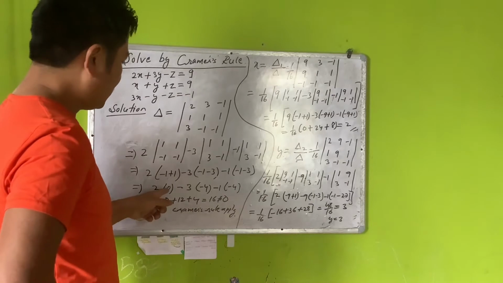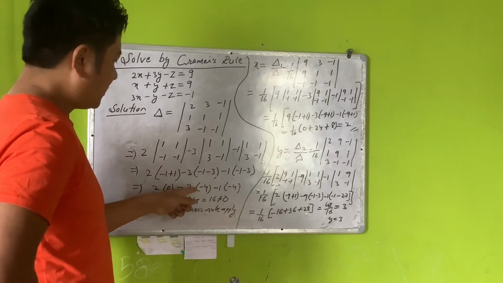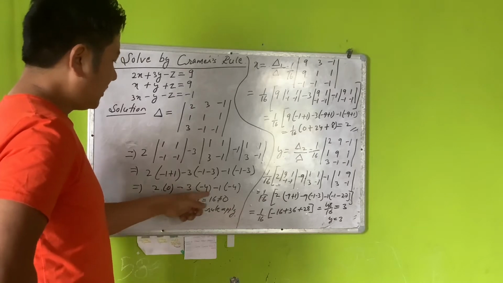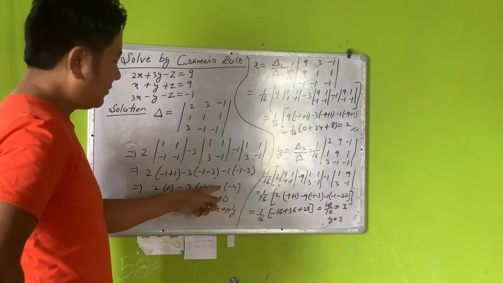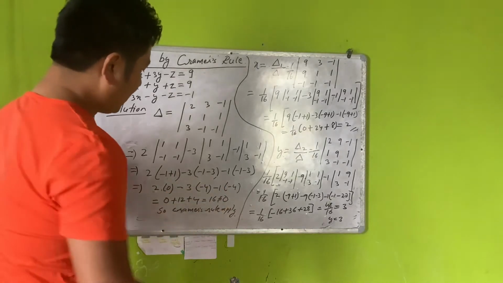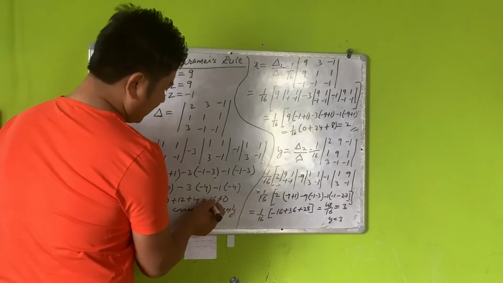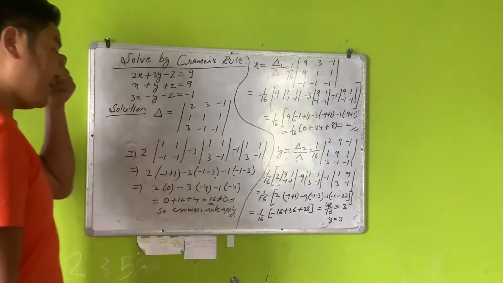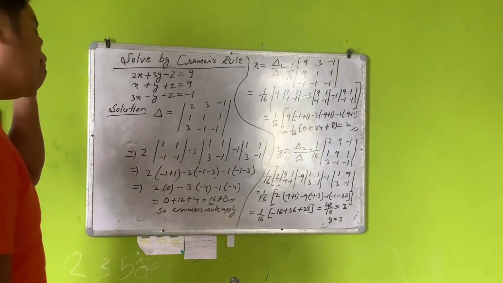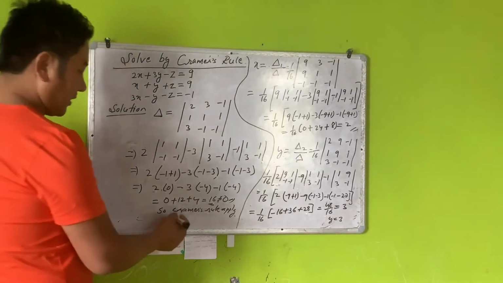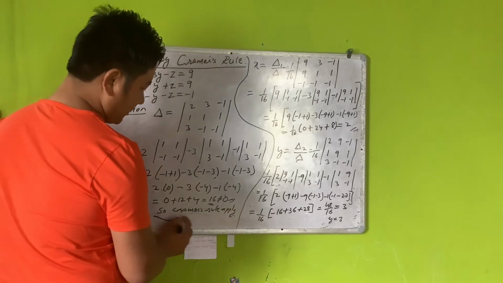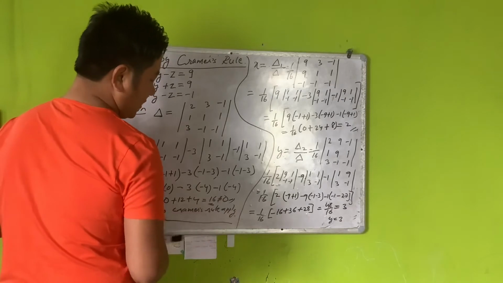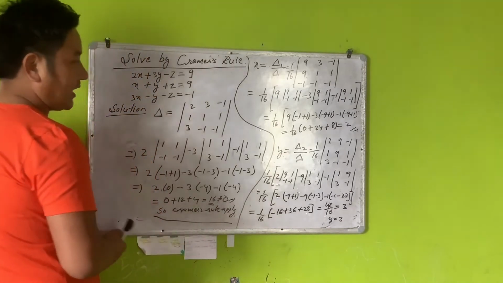So 2 into 0 is 0, then 3 into 4 is 12, so minus plus 12, and this thing 4 into 1 is 4, minus plus, it will be 16. So the determinant is 16, which is not equal to 0. If the determinant is not equal to 0, then only we can use Cramer's rule. So I have written here that Cramer's rule is applicable.